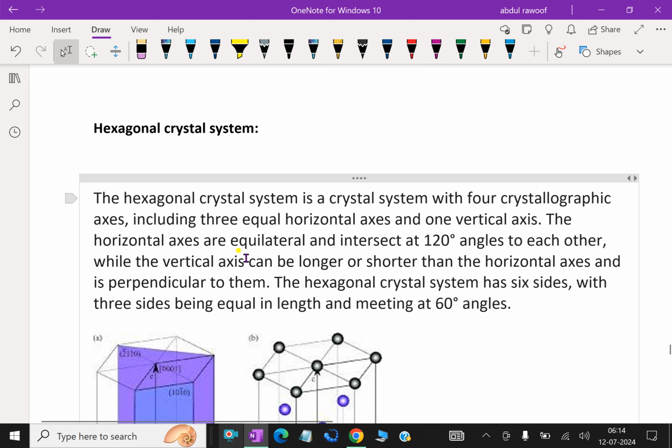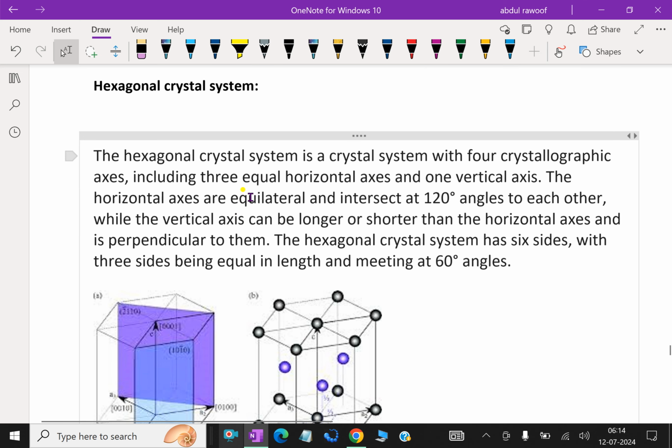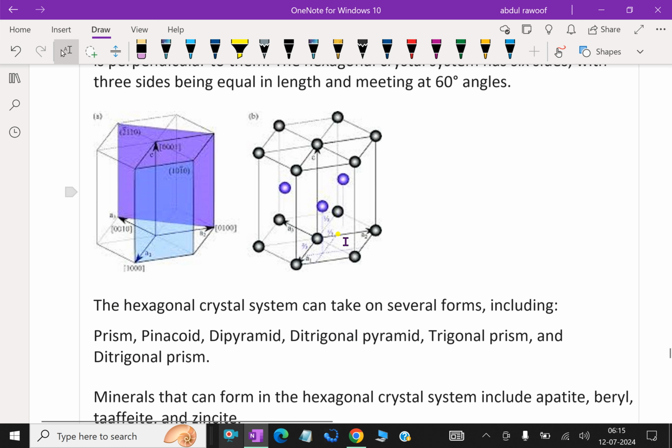Next one, hexagonal crystal system. The hexagonal crystal system is a crystal system with 4 crystallographic axes. It includes 3 equal horizontal axes and 1 vertical axis. The horizontal axes are equilateral and intersect at 120 degree angles to each other, while the vertical axis can be longer or shorter than the horizontal axes and is perpendicular to them. The hexagonal crystal system has 6 sides, with 3 sides being equal in length and meeting at 60-degree angles. Look at this figure for the hexagonal crystal system.